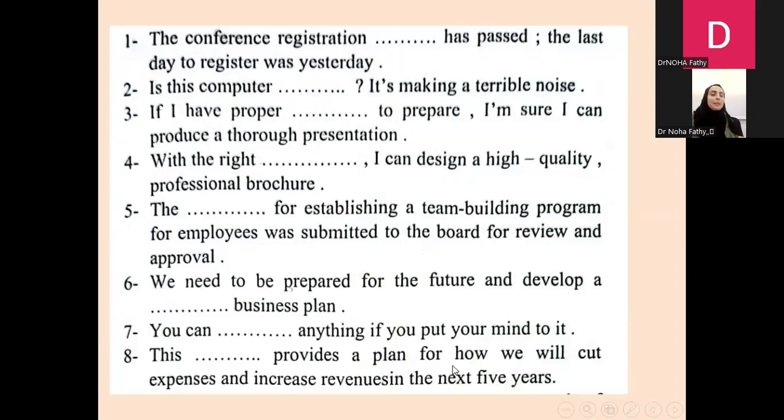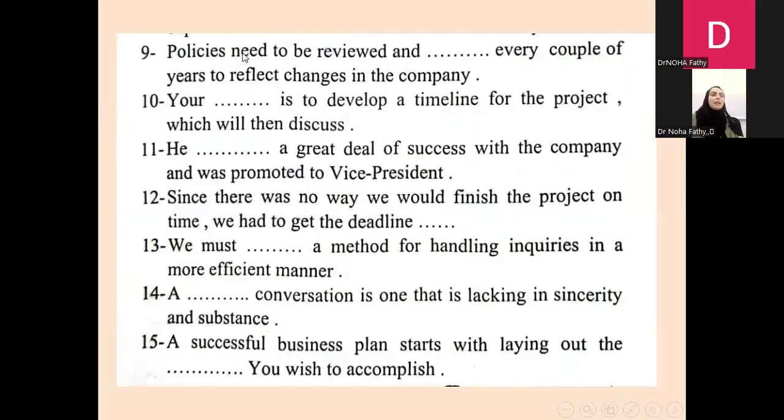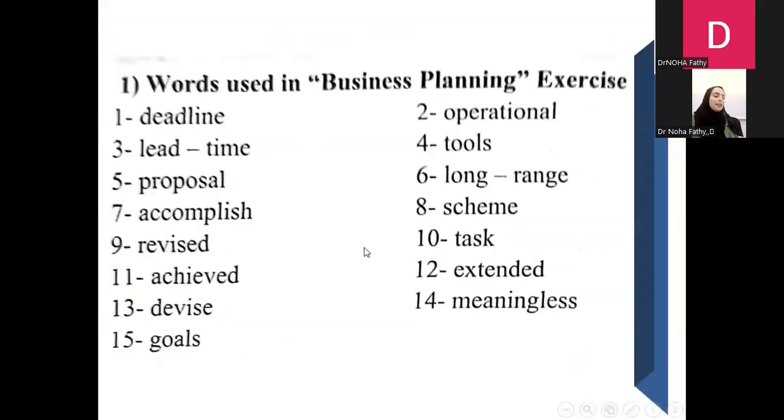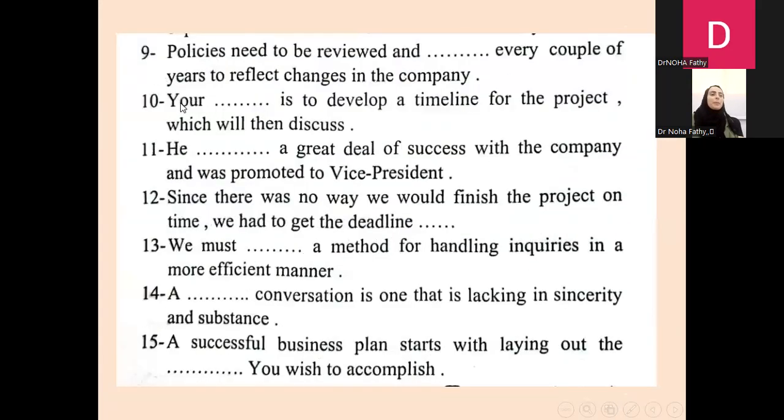This space provides a plan for how we will cut expenses and increase revenues in the next 5 years. Number eight: scheme. Number nine: policies need to be reviewed and revised every couple of years to reflect changes in the company. Here is the word, revise. Your space is to develop a timeline for the project, which we'll then discuss.